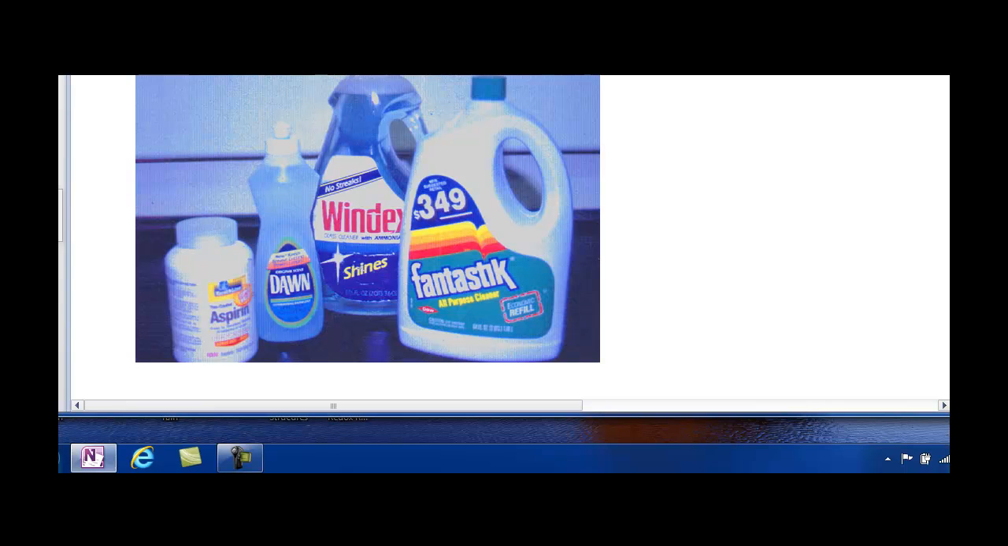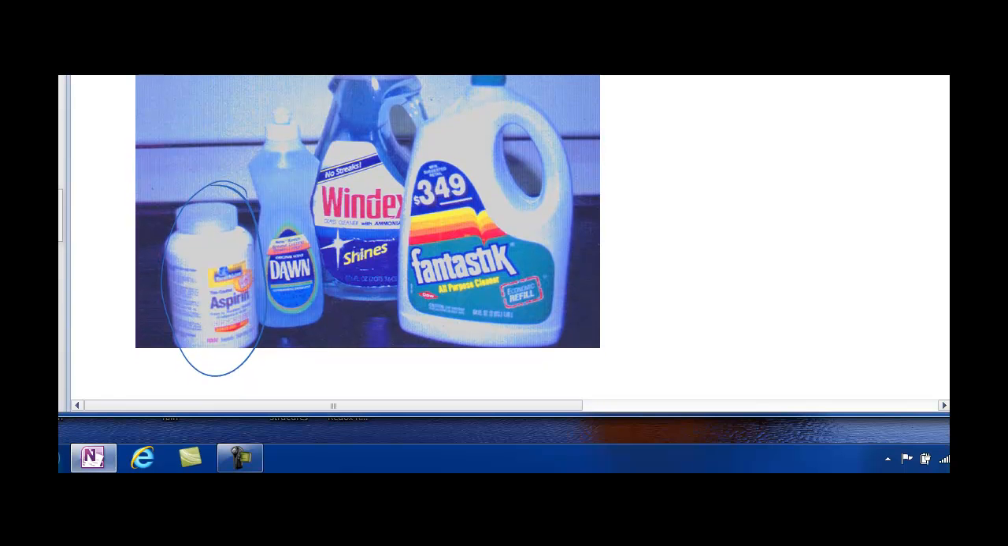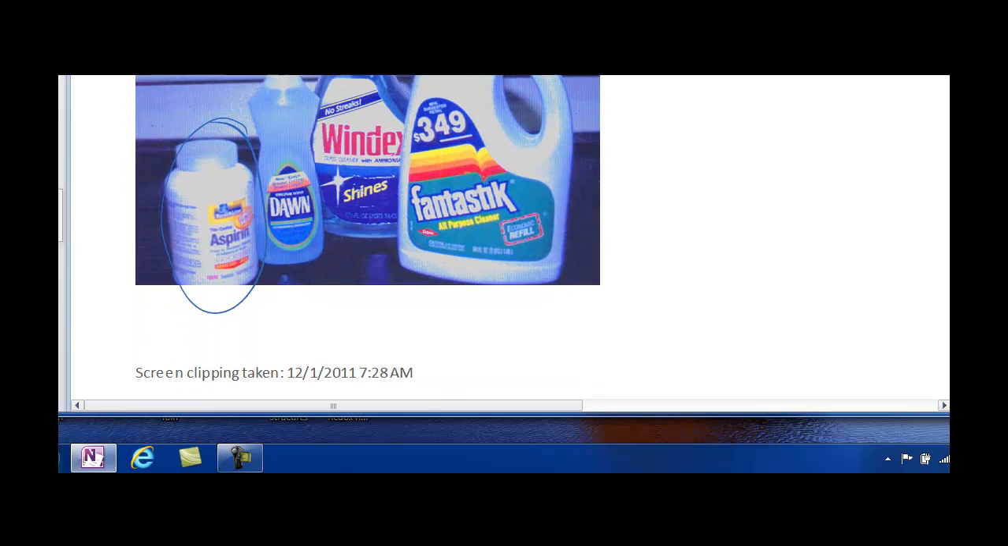Okay, so acids could be medications. Acetylsalicylic acid, aspartic acid, vitamin C, aspirin. These are all harmless. And a lot of bases are used as cleaning solutions. Windex is a solution of ammonium hydroxide. So these are part of your everyday life.